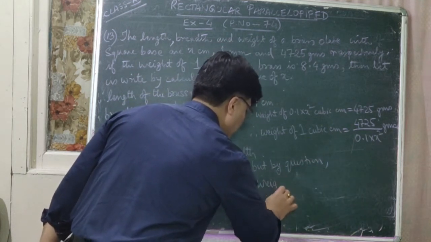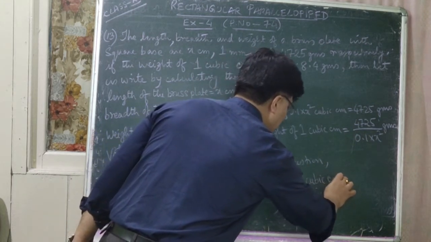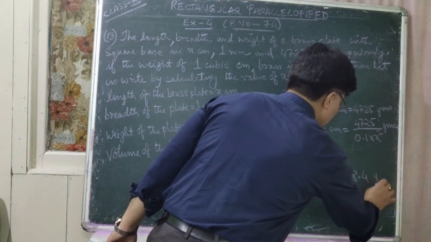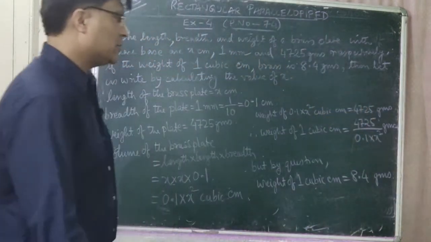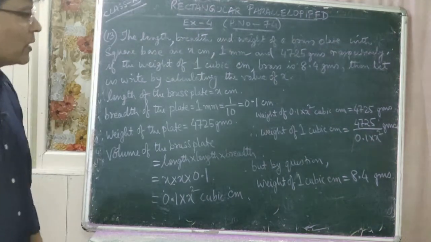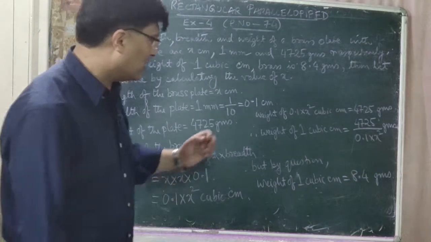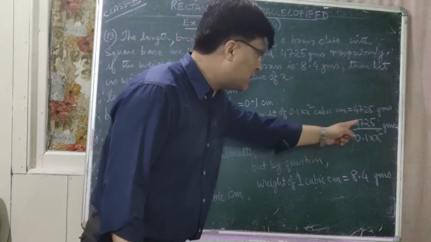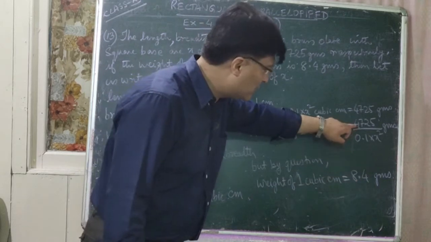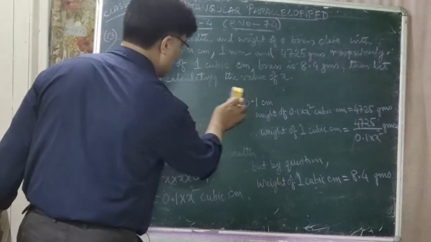By the question, the weight of 1 cubic centimeter brass is equal to, how much is it? It is 8.4 grams. So I think you have understood it. Okay, so now what will you do? We found out the weight of 1 cubic centimeter by working the problem, and the question has given that the weight of 1 cubic centimeter is 8.4 grams. That means these two must be equal, right? So you can equate these two now.